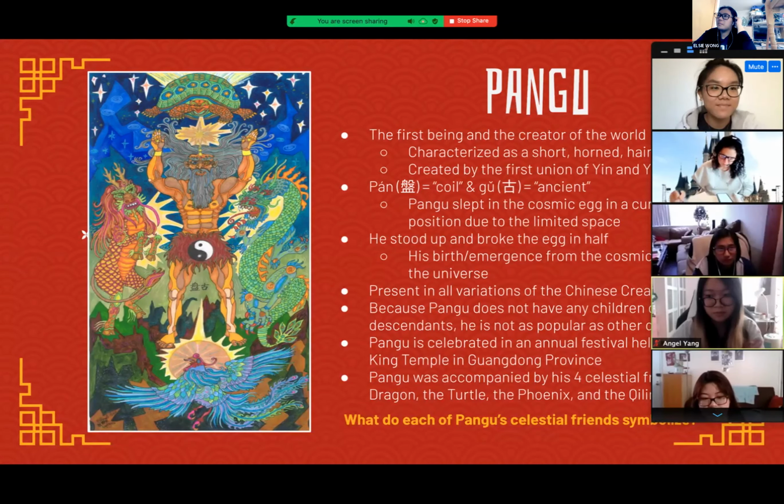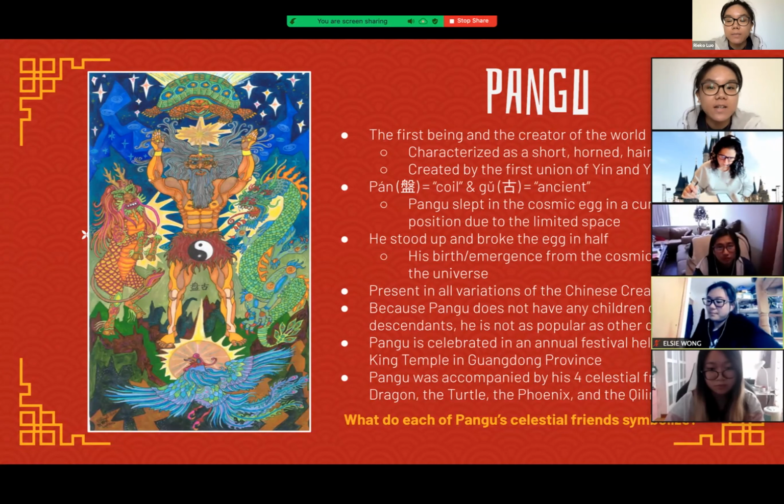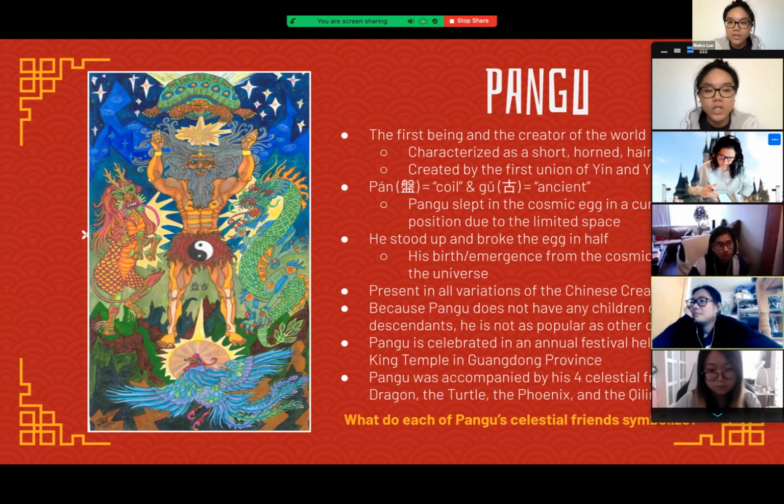Based on what I remember, I think they represent the four directions: north, south, west, and east. So the dragon is power and strength. The phoenix is rebirth. The turtle is longevity. And the qilin, which you can often see at the gates of Chinatown or in other Chinese regions, are actually symbols of protection.